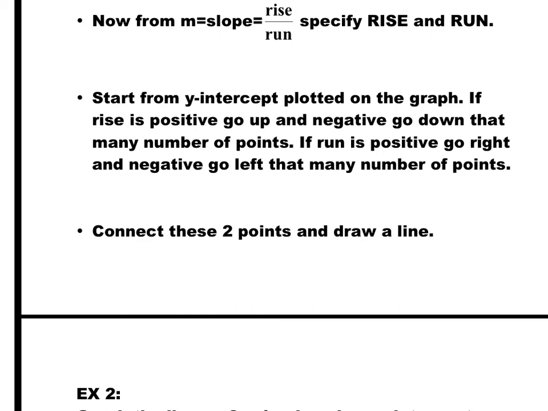Now that the y-intercept is plotted on the graph, you are going to either go up or down based on the sign of the rise, and left or right based on the sign of the run. If rise is positive, go up. Otherwise, go down. If run is positive, then go right. Otherwise, go left. How many points? Depending on rise and run. When you get the second point, just connect this point to the y-intercept and the line is drawn.